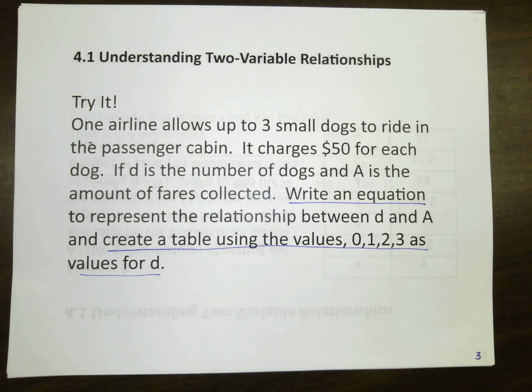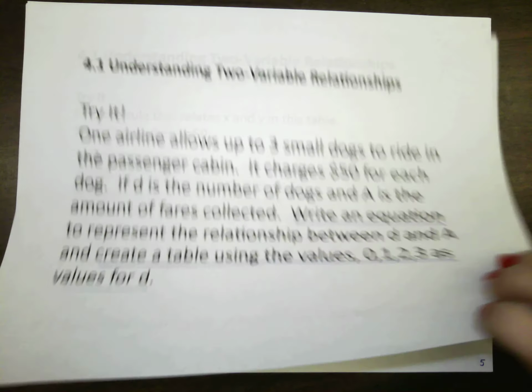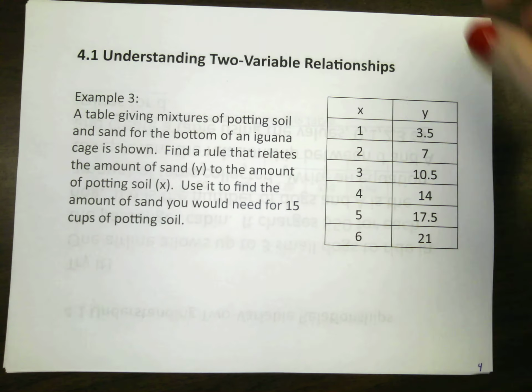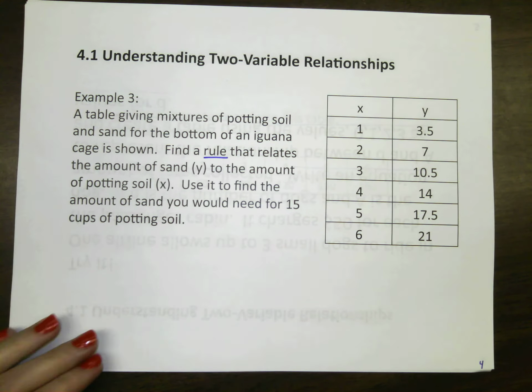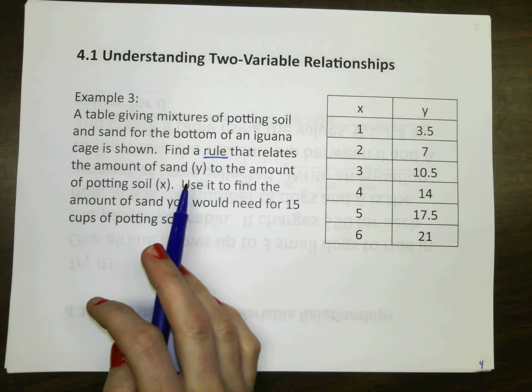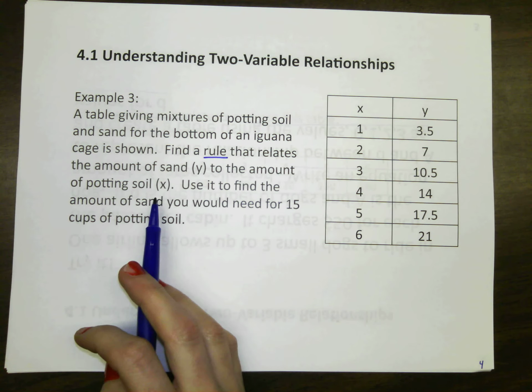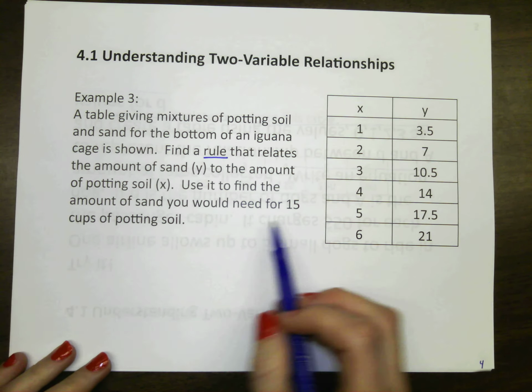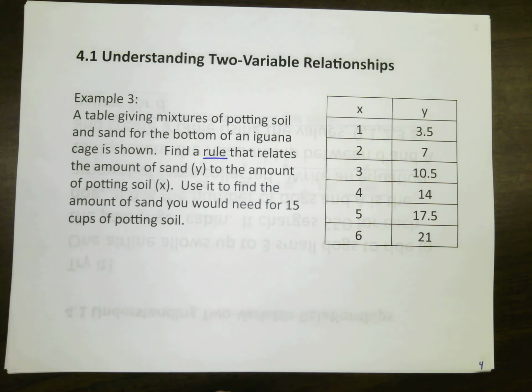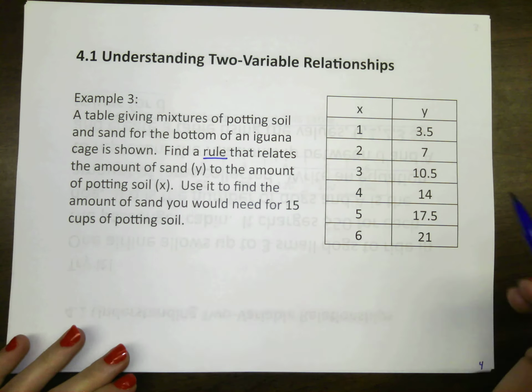Example 3: a table giving mixtures of potting soil and sand for the bottom of an iguana cage is shown. Find a rule that relates, it's really asking for an equation, that relates the amount of sand Y to the amount of potting soil X. Use it to find the amount of sand you would need for 15 cups of potting soil. So here I'm going to help myself out so I remember this is my sand, and X is my potting soil.